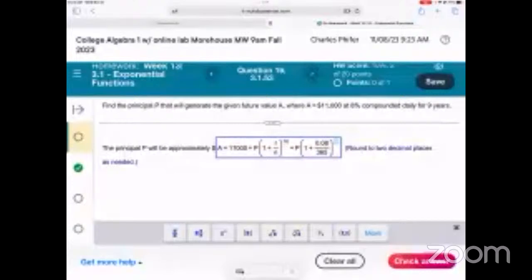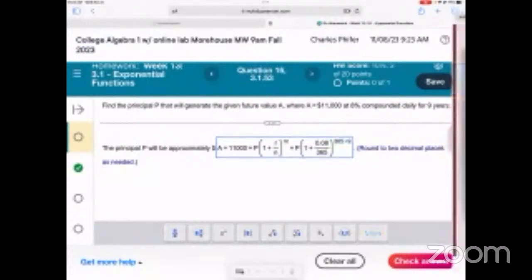9 years, right? So essentially what we're going to have is 11,000 equals P times some number. So if we want to solve for P, it's going to be equal to 11,000 divided by whatever that number is, right? That's all it is. Okay. So let's find that number.